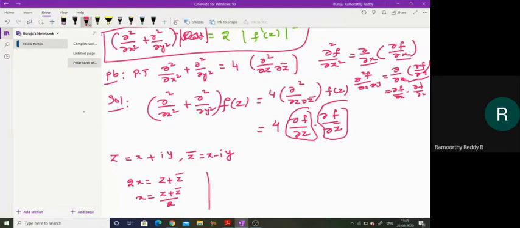Similarly, see z minus z bar. The x minus x get cancelled. It is 2iy, right? So then you write y equal to 1 by 2i times (z minus z bar). It is clear.